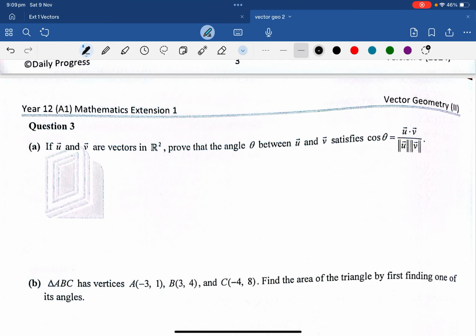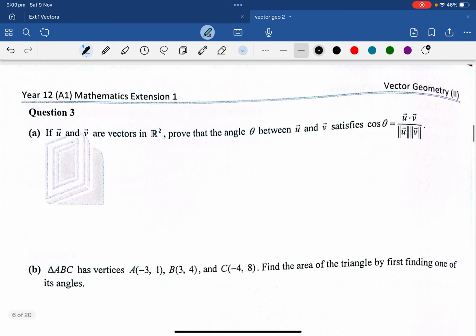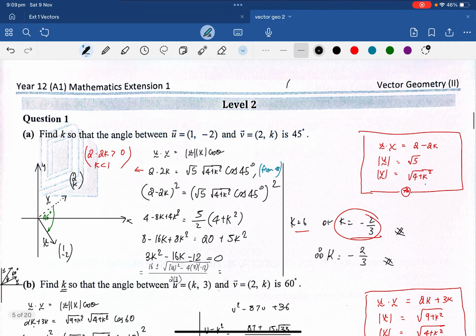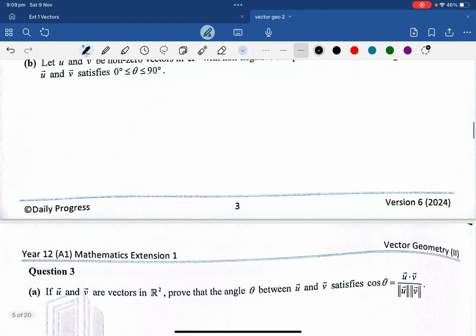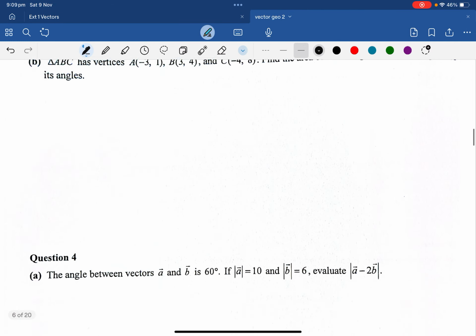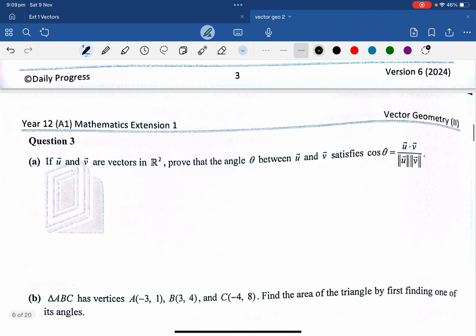Okay, so guys, let's continue part 2 of our level 2 of exercise 1. In this video we will just be looking at question 3 and question 4.